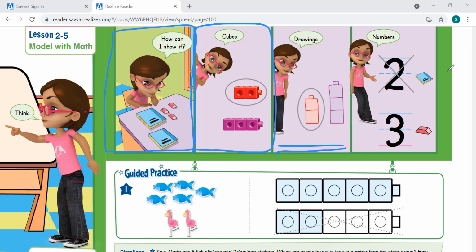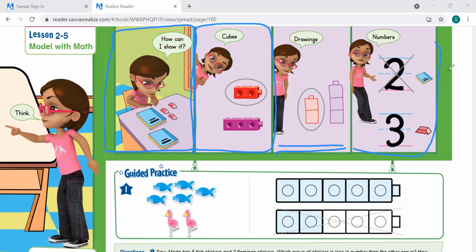Let's look over here. How does this model using a drawing show the problem? There are 2 towers, and the towers are drawn to show the group of books and the group of erasers. How does this model help you solve the problem? The red tower is shorter than the purple tower. So the group of books is less in number than the group of erasers.